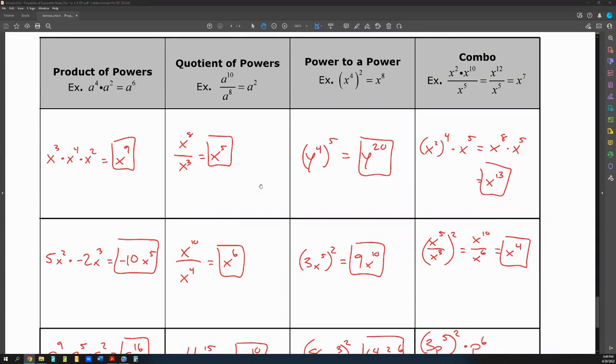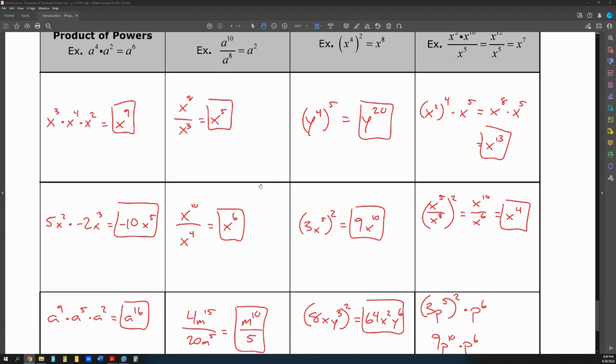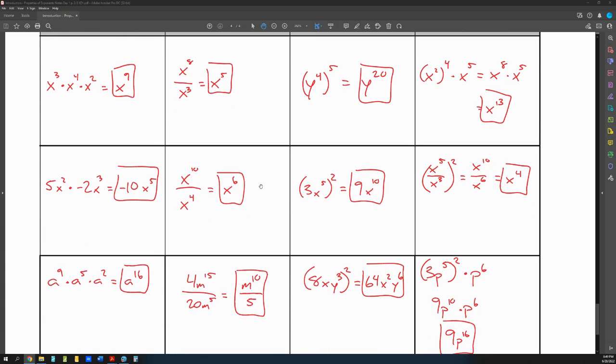All right, here are the answers. So go ahead and take a look. On the left, we have our product rule. Next, we have our quotient rule. Next, we have our power rule. And finally, we have our combinations. Did you get all of them right? Check all of your answers.